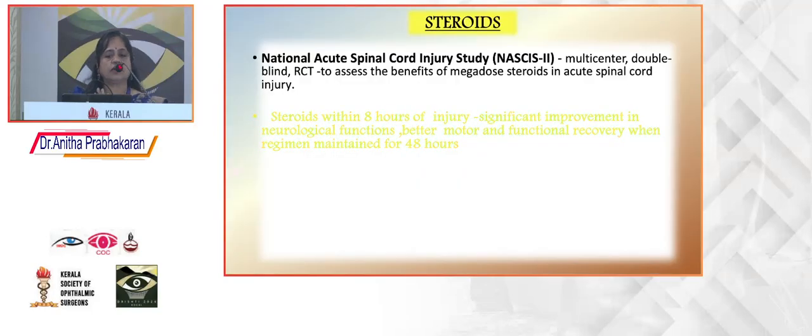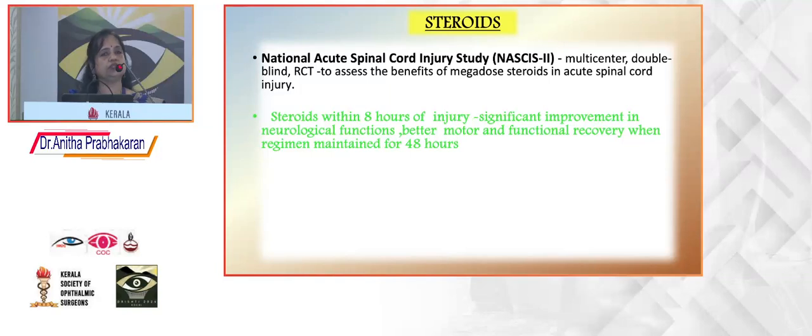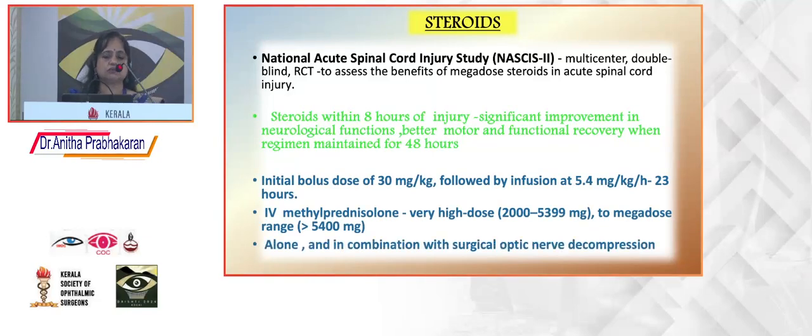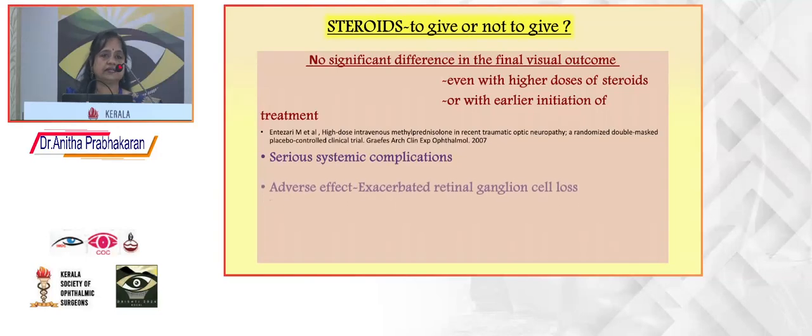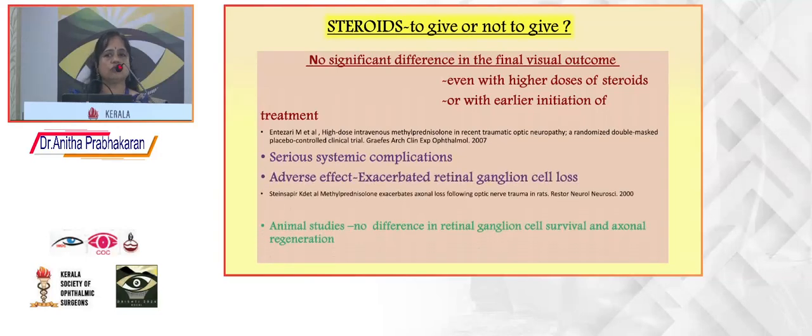There were studies on acute spinal cord injury where they gave steroids within the first 8 hours, and they found significant improvement in the neurological functions. And that was the basis of giving steroids in optic neuropathy as well. And the steroids given are very high dosages, even mega dosages. But no significant difference was found in the final visual outcome, even with higher dose of steroids or with earlier initiation of treatment. At the same time, there were serious systemic complications and more mortality in patients treated with steroids, especially in people with predisposing factors. One more thing is, instead of benefit, some adverse effects were found, which exacerbated the retinal ganglion cell loss as well.